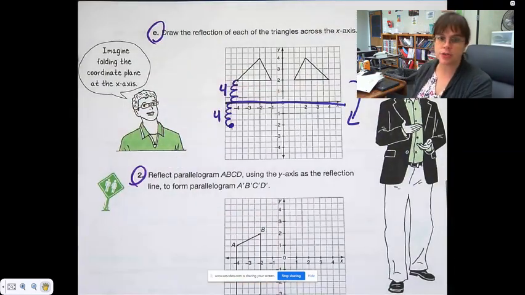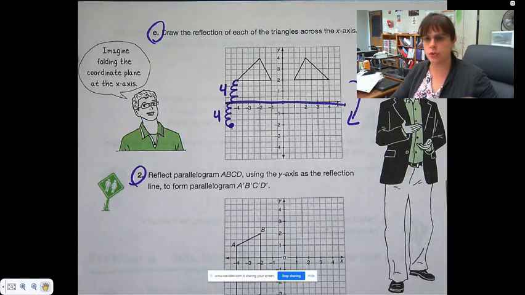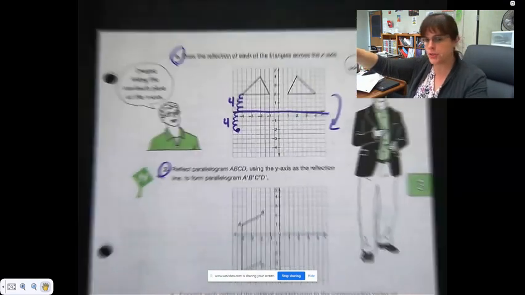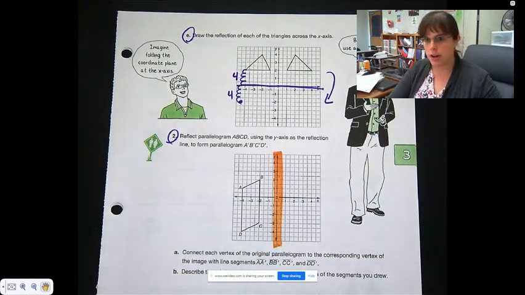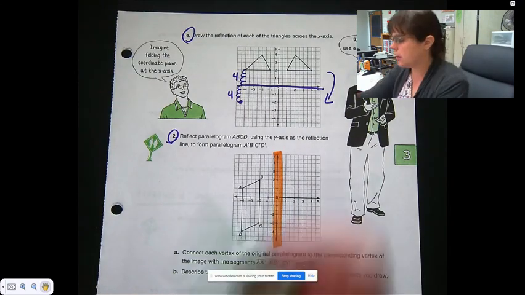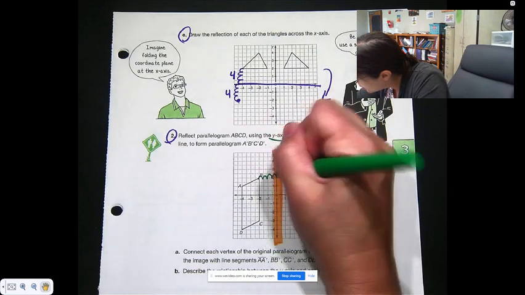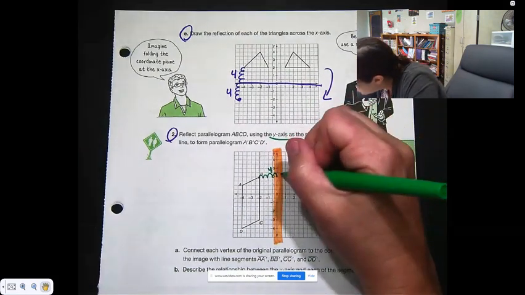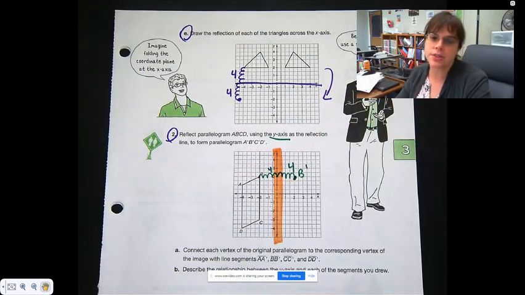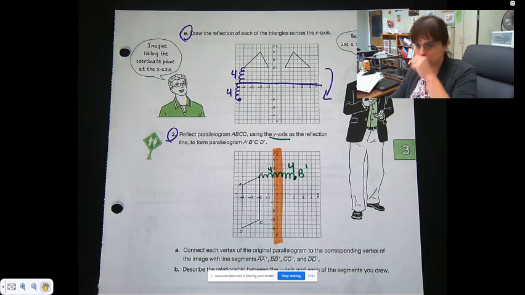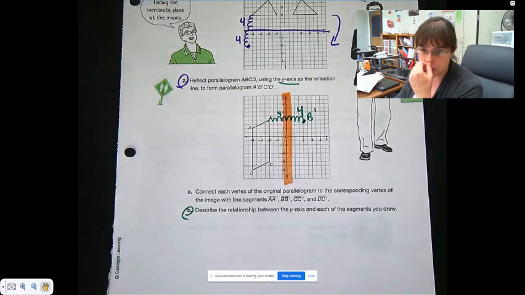Then number 2 says, reflect the parallelogram ABCD using the y-axis of reflection to form parallelogram A prime, B prime, C prime, D prime. So instead of counting to the x line, now they're having us count to the y line. So I have to come over and say this is 1, 2, 3, 4 blocks. So I have to count to the right, 1, 2, 3, 4. The same distance and direction, right? Not too terribly bad. And then 2B says, describe what you're noticing for the relationship between the y-axis.